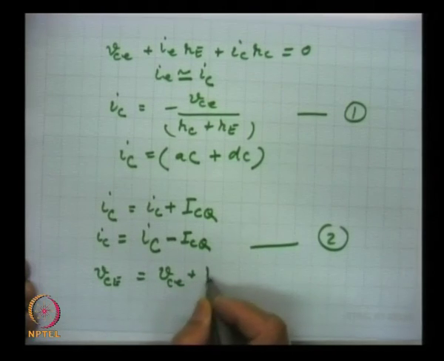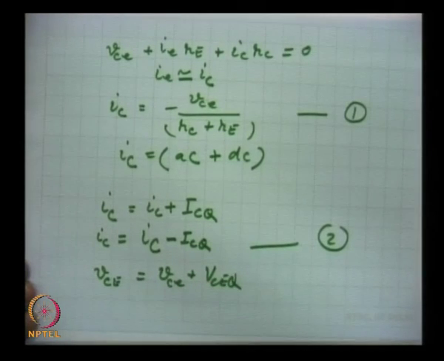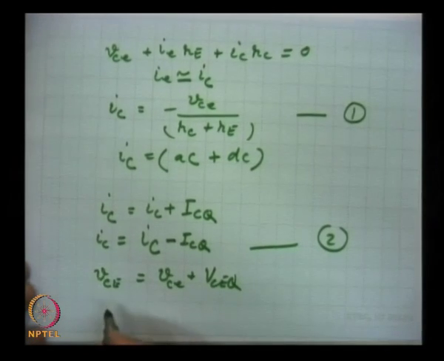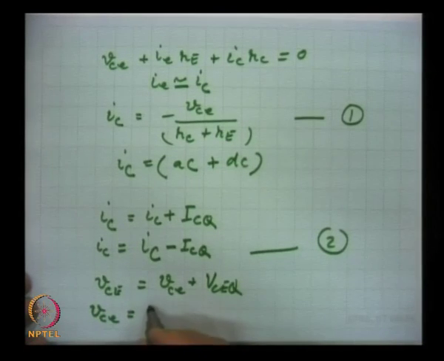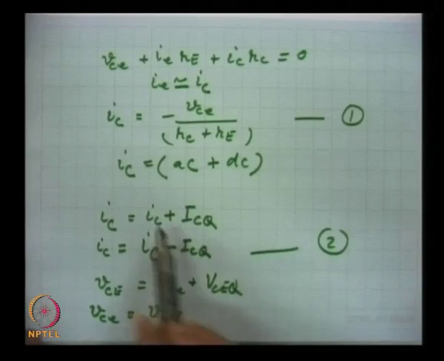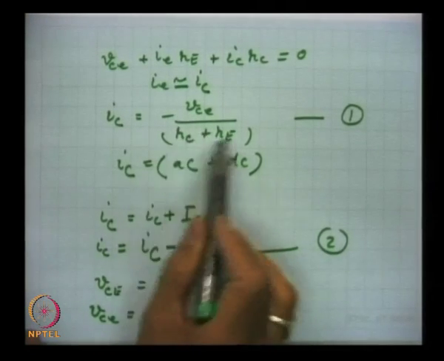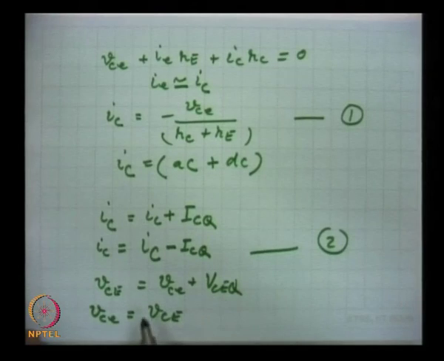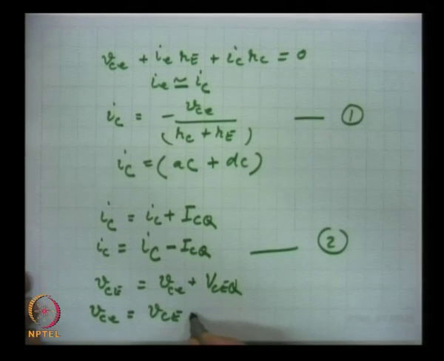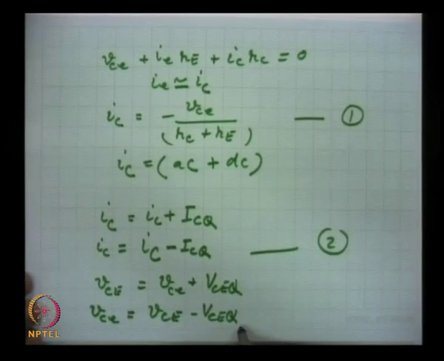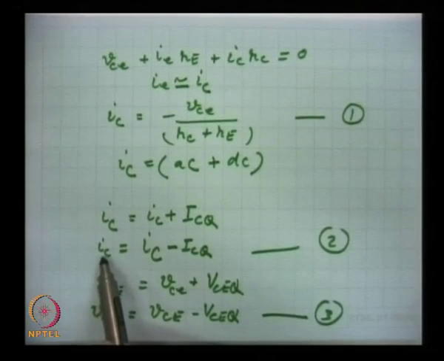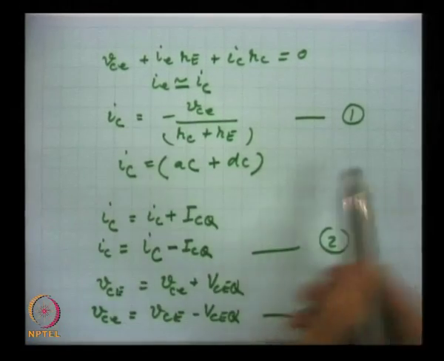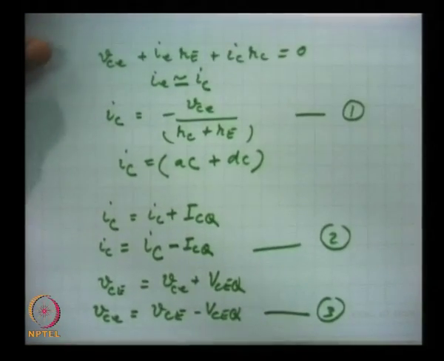Then similarly we can write the voltage VCE is the AC part plus the DC part at the Q point, and from here vce is VCE minus VCEQ. These small letters we are using for AC components everywhere, and the larger ones are for DC. This is equation 3. Now, in equation 1 we substitute for ic and vce. These we substitute from equations 2 and 3.